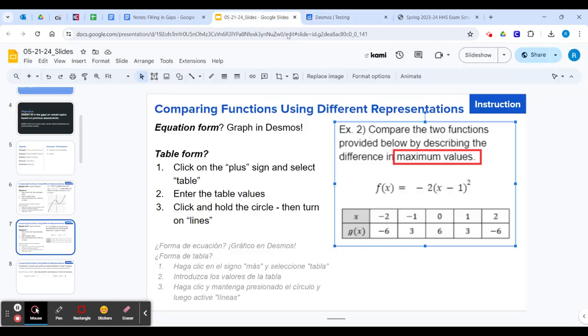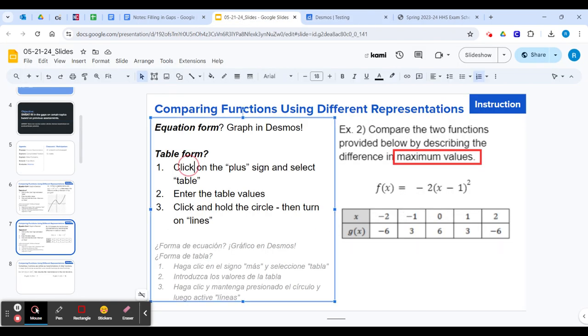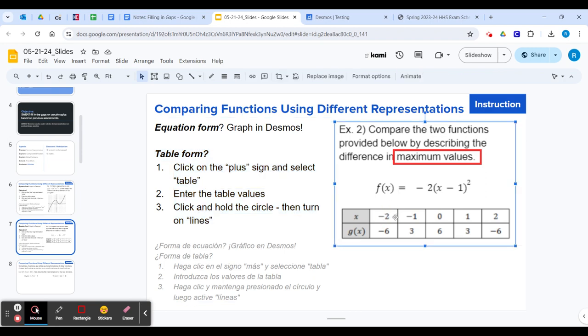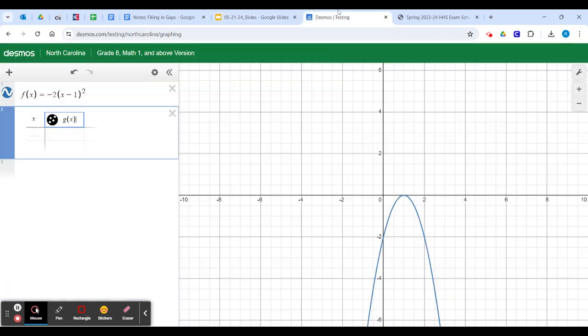Then we're given g in the form of a table. Here are the steps to make sure we get a nice table graph. Some of you know this already; others, I think this might be the first time. In my new row, I'm going to click on the plus sign and add a table. We can change the names if we want, or leave them blank. I'm going to change the names to x and g of x. I'll type my x values in first: -2, -1, 0, 1, and 2.